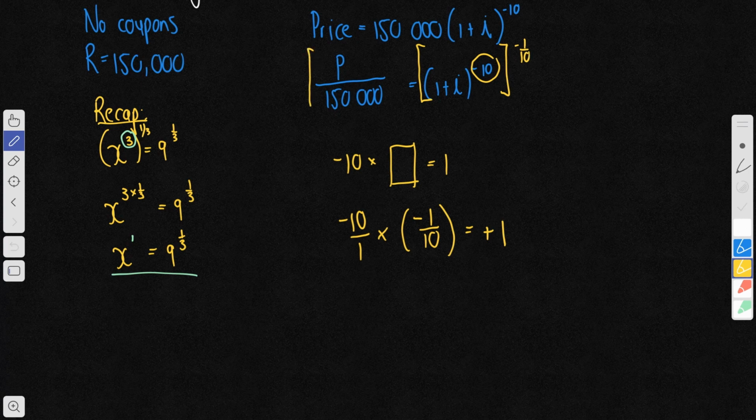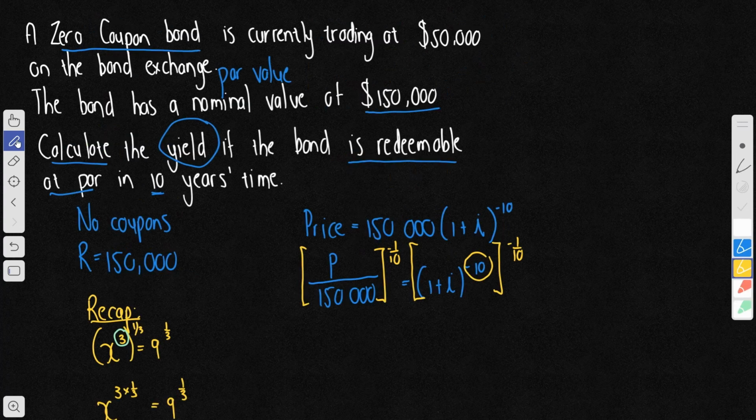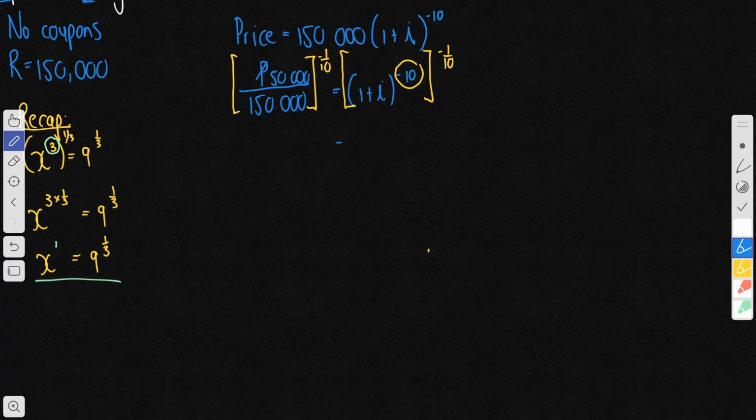Of course, we need to do the same on the left-hand side. If you look at this, the price of the bond is actually known. So P is known, and this has a value of 50,000. The right-hand side of the equation then becomes 1 plus i to the power minus 10 multiplied by minus 1 over 10, and this is simply 1 plus i. So the exponent now becomes a 1, and then we can easily solve for i.